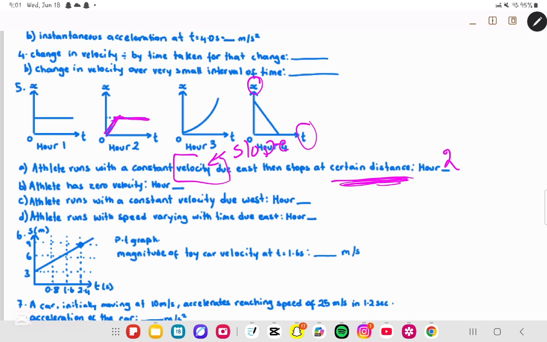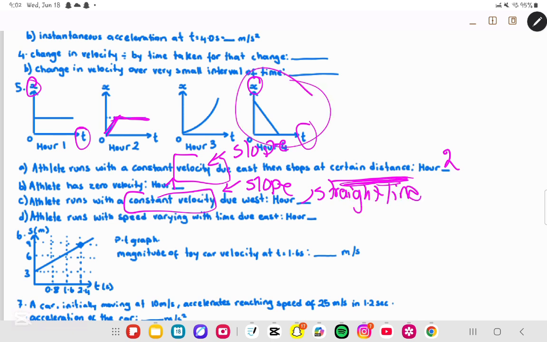Athlete has zero velocity. When do you have zero velocity in the distance time graph? It is when you have a flat line or a horizontal line, so it's our 1. Then athlete runs with a constant velocity due west. So if he's running with a constant velocity, then he has a slope, and it's gonna be a straight line. So which one is a straight line? It's for sure our 4.